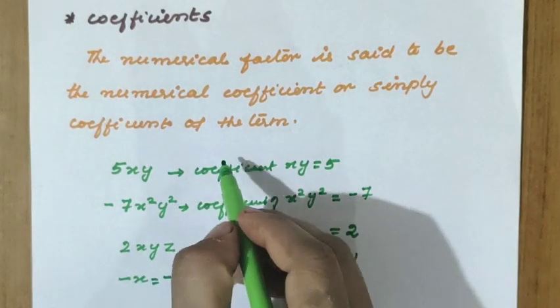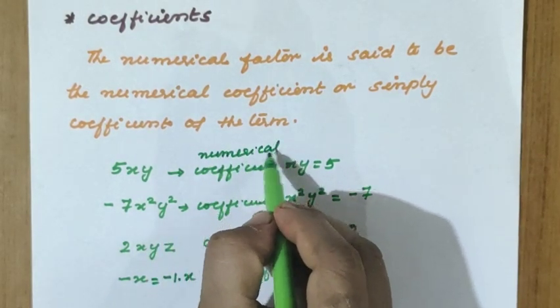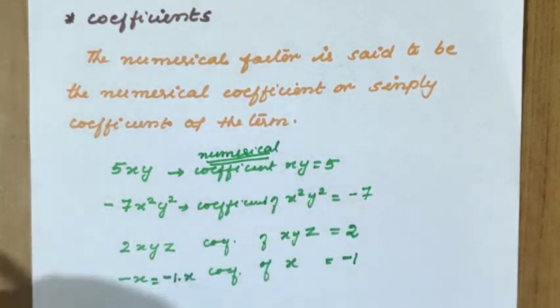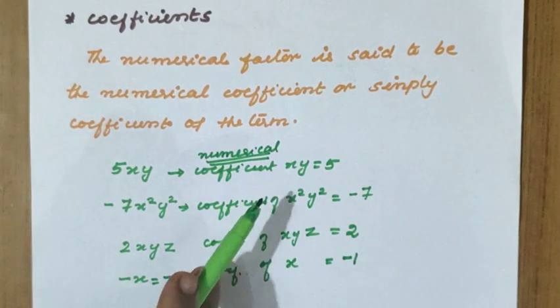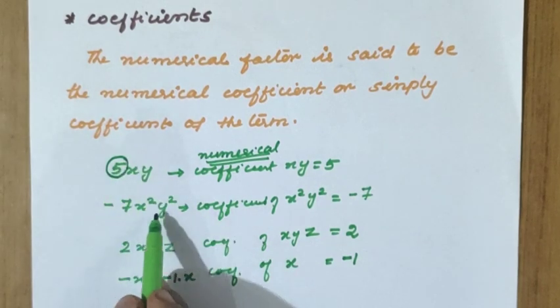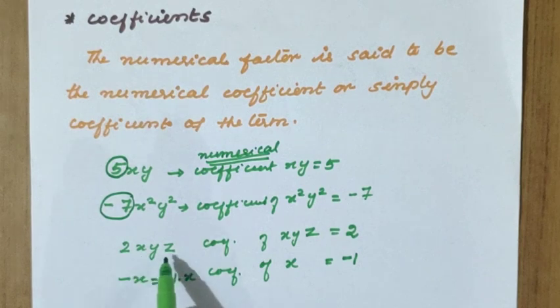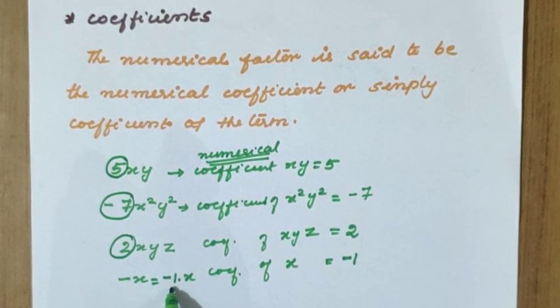So these all are called the numerical coefficient. Numerical coefficient means number, right? So the numerical factor is called the numerical coefficient, or simply the coefficient of the term. So coefficient of xy means the number 5, right? Again, in x square y square, other than x square y square, it is -7. In xyz, which number is present here? 2. And minus x means -1 into x.